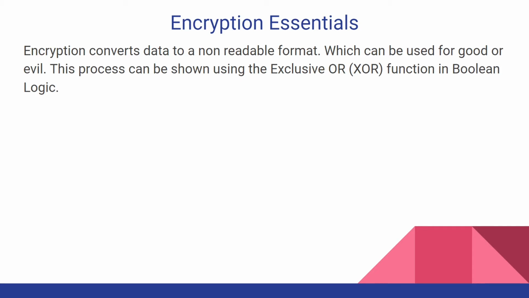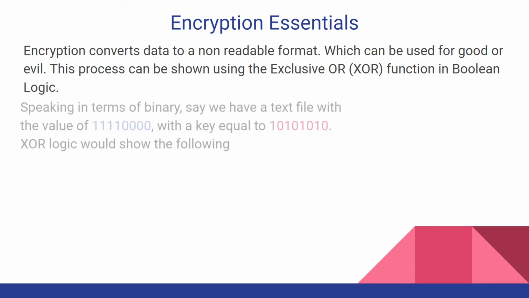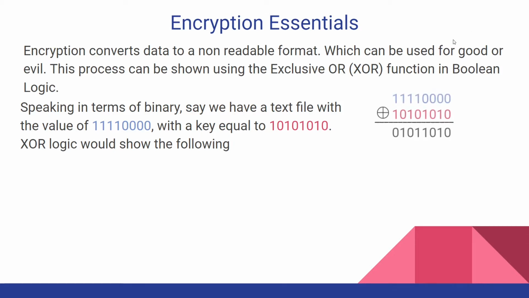But for this program, we're going to be looking at the exclusive OR function found in Boolean logic. So if we speak in terms of binary, say we have a text file with a value of 4 ones, 4 zeros, and we generate a key equal to 1 0 4 times. Using XOR logic, we would get the following. So you see here we have the 4 ones, 4 zeros, the text file along with the key, and it will generate this output for the file.